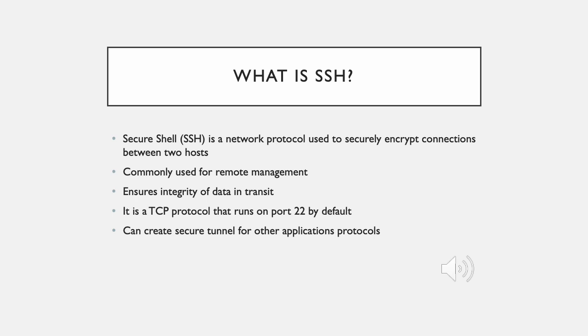SSH, or Secure Shell, is a network protocol that encrypts communication between two hosts. It's widely used for secure remote system administration, ensuring that data transmitted over the network remains confidential and intact. SSH runs on TCP port 22 by default and can be used to create a secure tunnel for other application protocols.